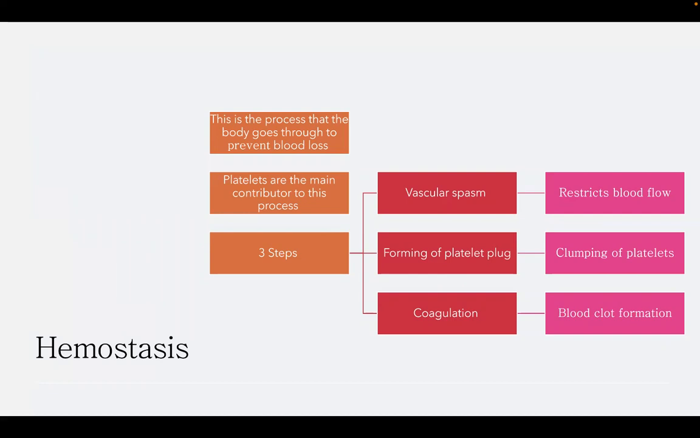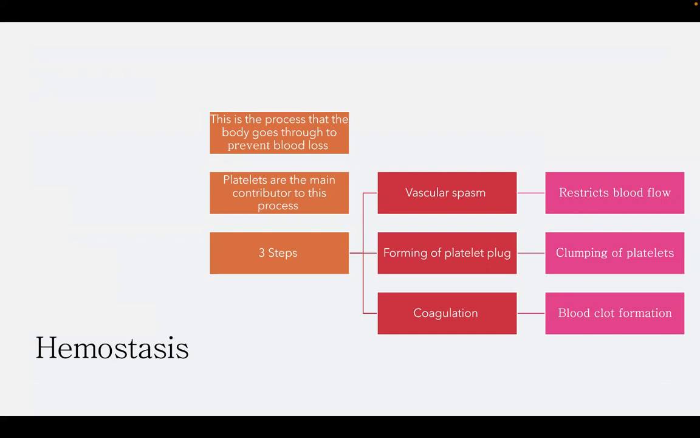They are the key player in a process called hemostasis. This is the three-step process by which the body goes through to prevent blood loss. The three steps are vascular spasm, formation of the platelet plug, and coagulation. In the first step, vascular spasm, the muscles in the walls of the blood vessel contract. This interferes with the smooth flow of blood and decreases the blood flow.